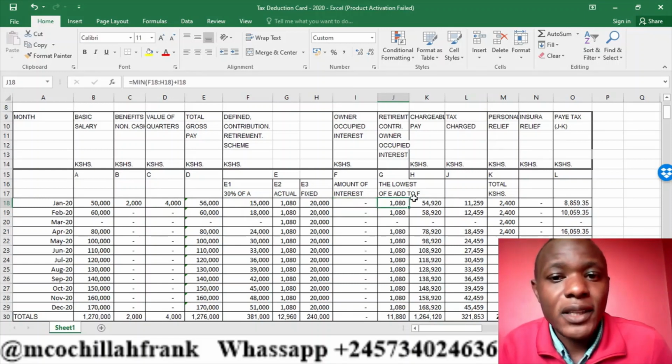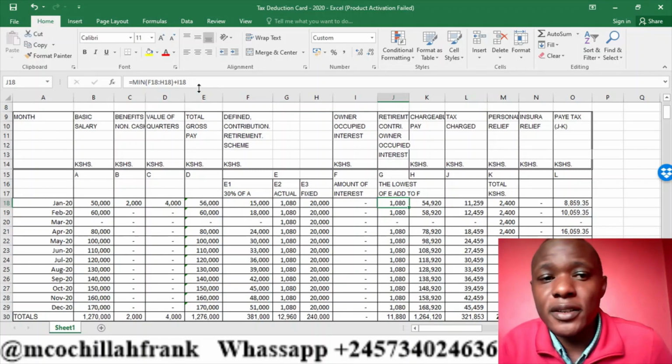But this one here is now the figure from the defined contribution retirement scheme. So I told you we are only picking the lowest of the three: either 30% of your basic pay, or the actual contribution that you made, or a fixed top amount of 20,000. Whichever is lesser we take. So in our case, the actual contribution was less because it was 1080, and you can see the sheet is formulated there. It gave us 1080. So what is the chargeable pay?